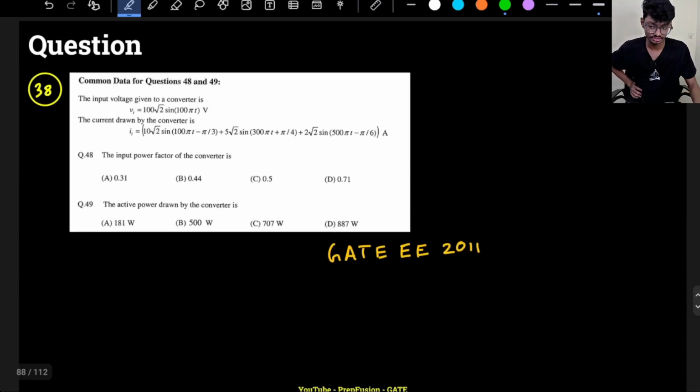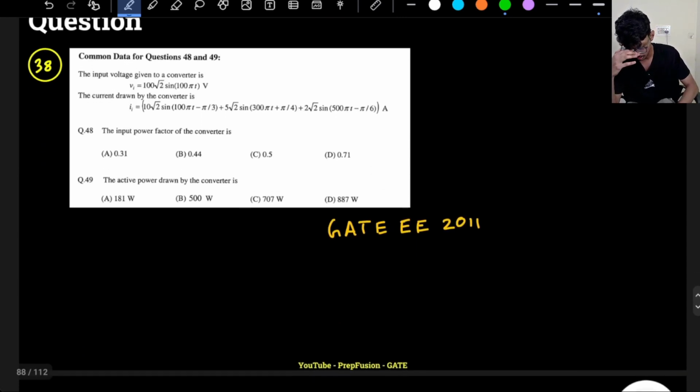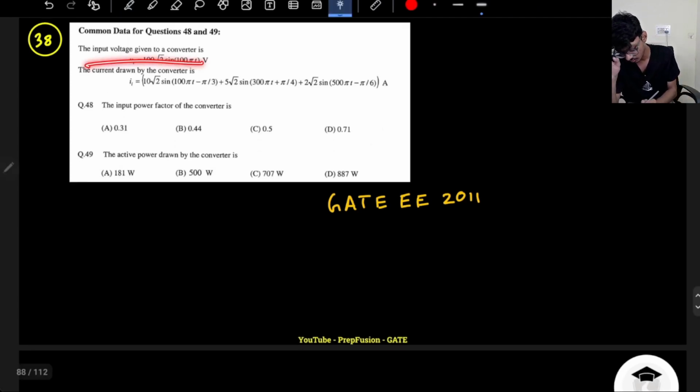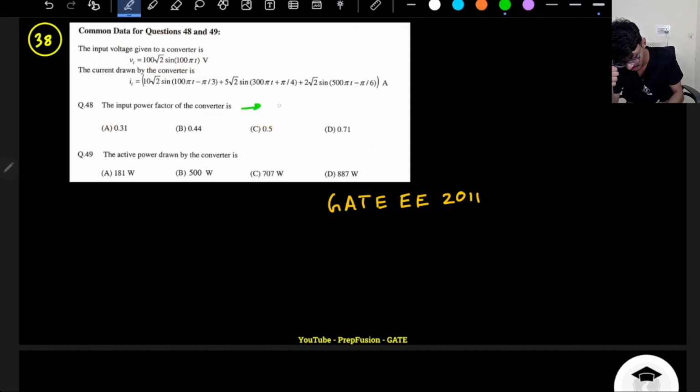This was the last question that I gave you as homework. We will solve this, and I will give you more homework questions, and in the next lecture we will solve all those. This is the first question. The input voltage of a converter is given, and the input current of the same converter is given. First they are asking for the input power factor. What is the definition of power factor? Don't write cos phi, write power factor; that is a better notation. Power factor is P divided by magnitude of S.